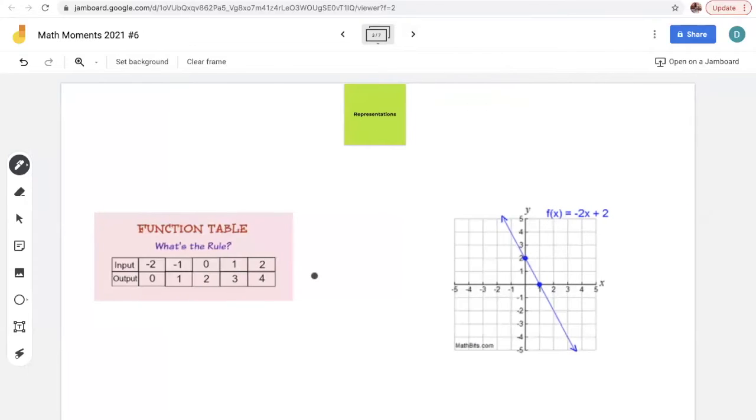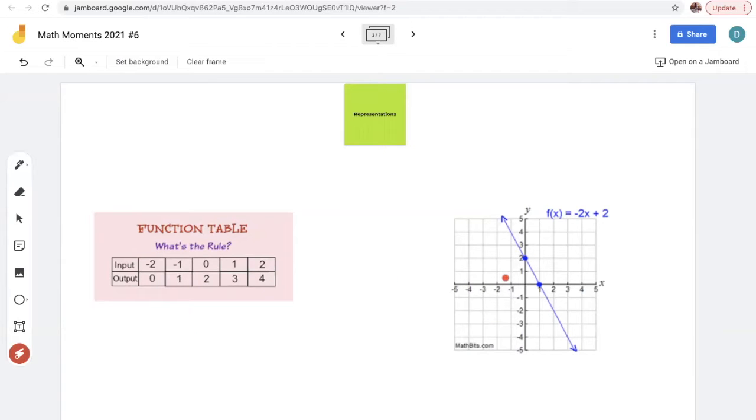So let's look at some representations of a function. Well, you can have a table, and this is a table here. You can see there's a row that has inputs, and then a row that has outputs. We have inputs -2, -1, 0, 1, 2, and outputs 0, 1, 2, 3, 4. So that means with input -2, the output is 0. And with input -1, the output is 1. And that's kind of how to read the table here.